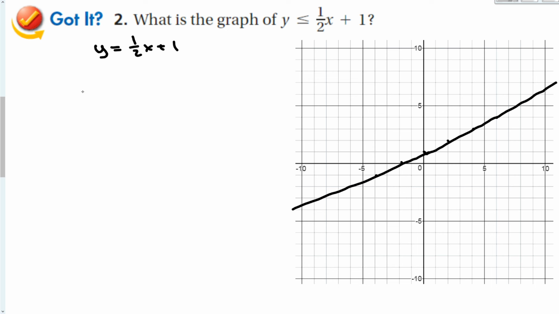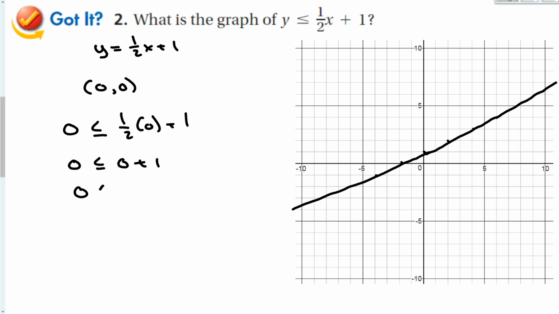Okay, so now let's plug in 0, 0, and we're going to say that y is less than or equal to 1 half times 0 plus 1. That's why it's nice to use 0, because anything times 0 is 0. So 0 is less than or equal to 0 plus 1, which is 1. Is that true? 0 is less than 1. Yes, it is true. That means that is in the solution.